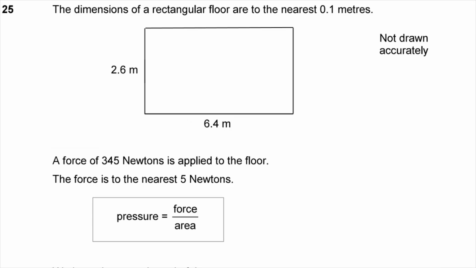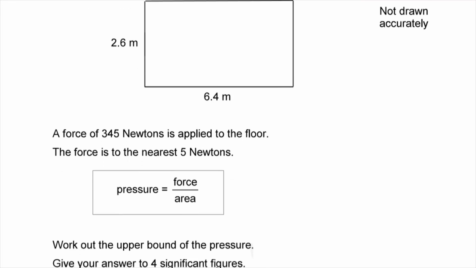Question 25. The dimensions of a rectangular floor are, to the nearest 0.1 meters, 2.6 meters and 6.4 meters. Before we go any further, this is telling me what type of question this is. This is a limits of accuracy question, so we're interested in the maximum and minimum possible values. Anyway, let's read on and find out the rest.